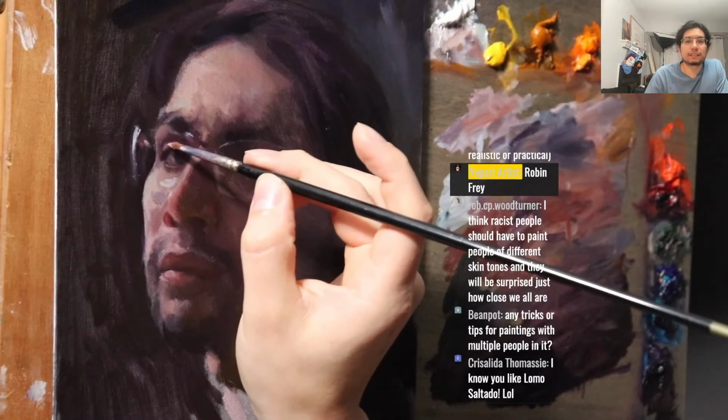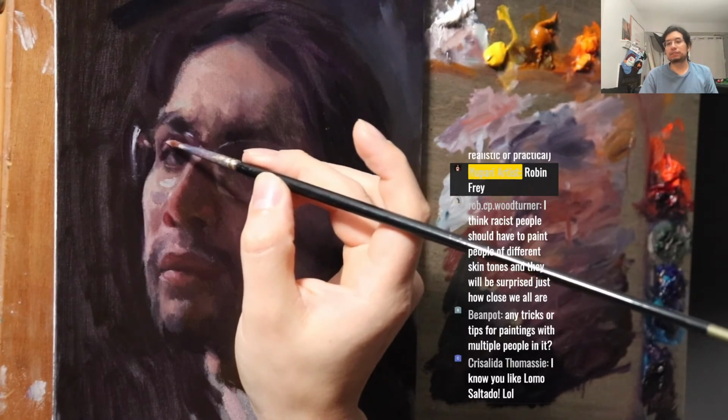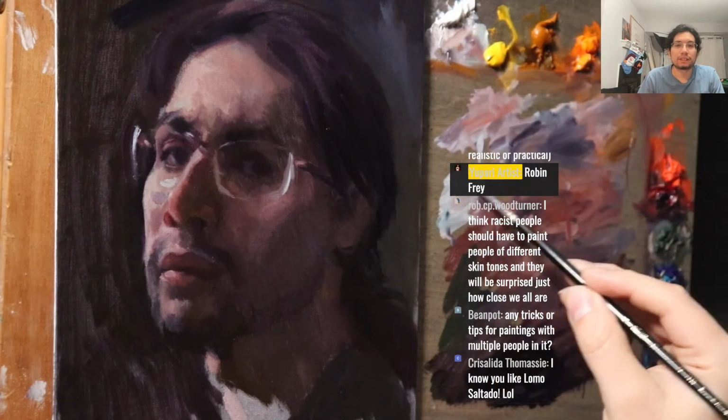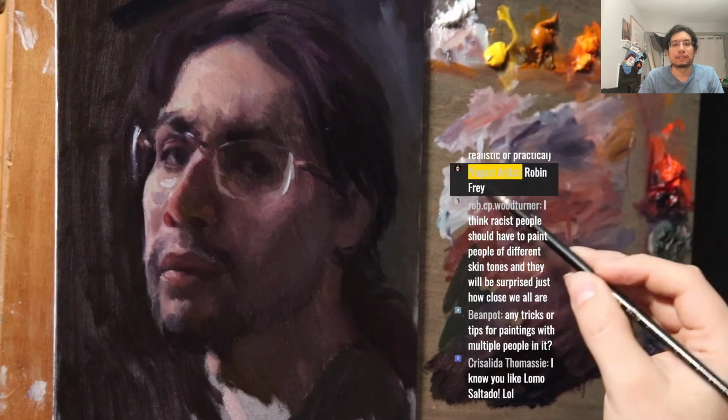So there you see these are little fine adjustments now. So this is an hour 21. We've got 3 minutes left. So now we're starting to add these little tiny adjustments now with the sable brushes.